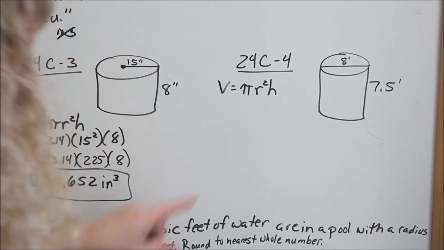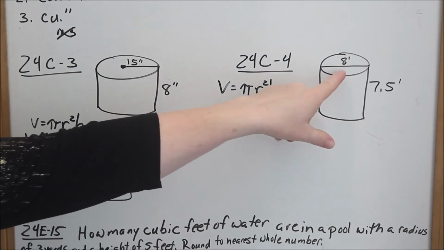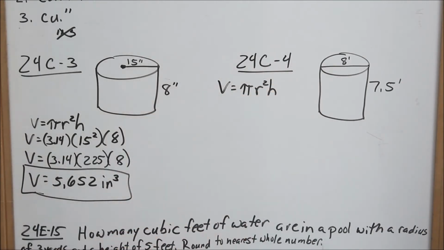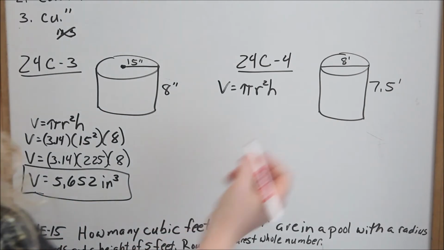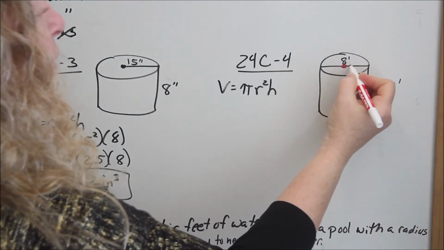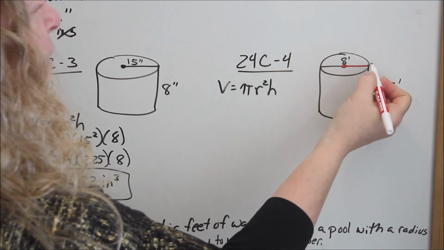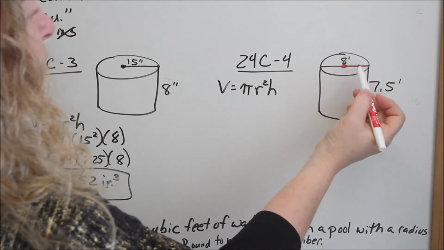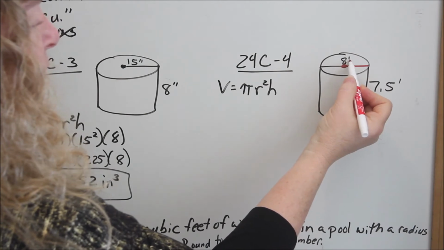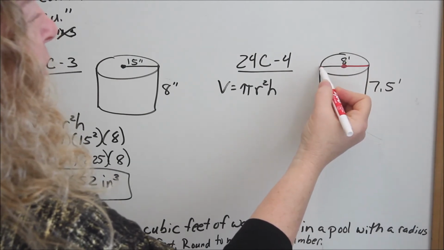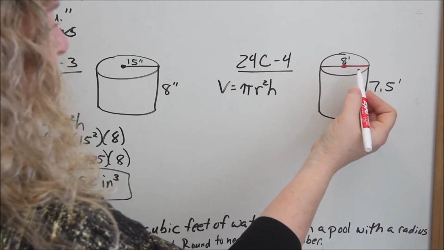According to the formula, we need the radius. Always look in your picture to see, have they given you the radius or have they given you the diameter? Radius is from the center of the circle to the outside. What they gave was all the way from one side to the other, which is the diameter. So that 8 feet, 1 mark is feet, that 8 feet represented from one side to the other, which is the diameter.